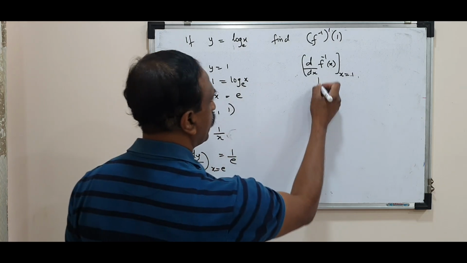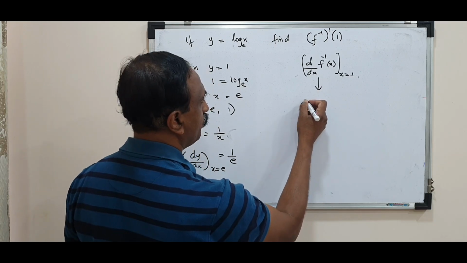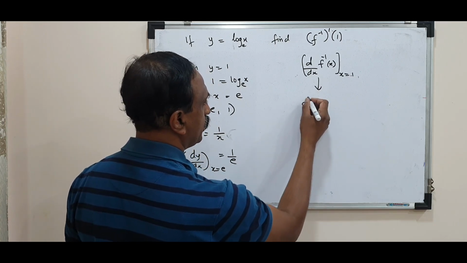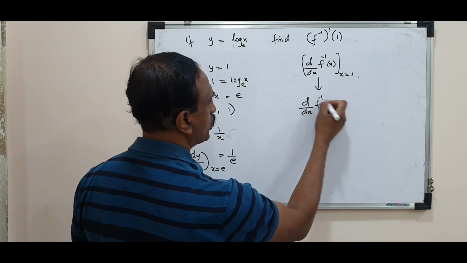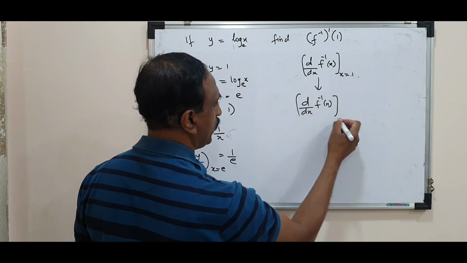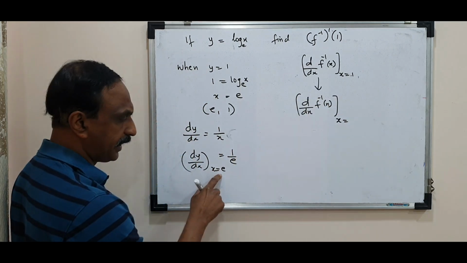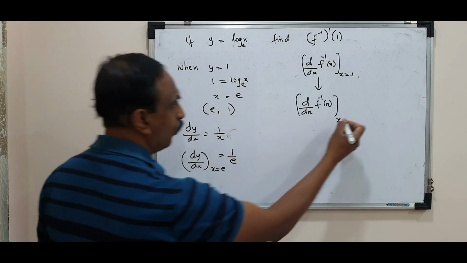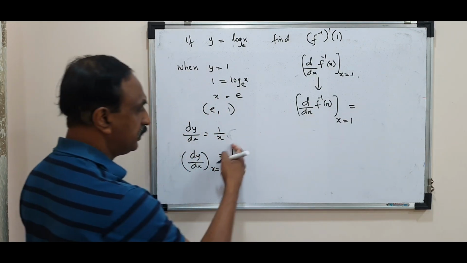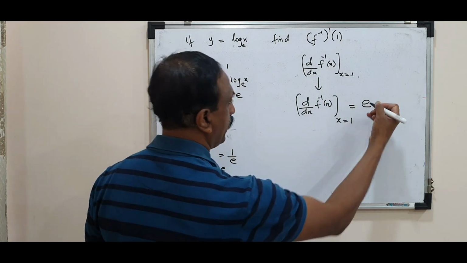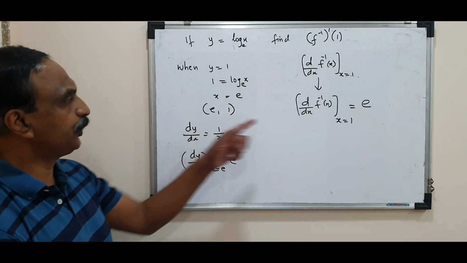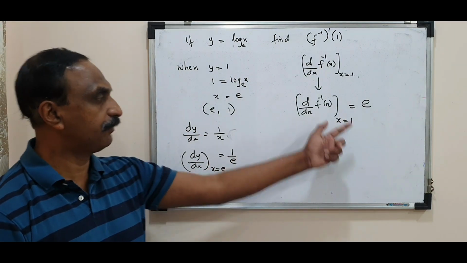So what you can say from here? Derivative of f inverse of x at x equal to how much? Not at x equal to e. At x equal to 1 will be the reciprocal of this. That will be e. Now I'll show you this, I feel that you may be confused here.